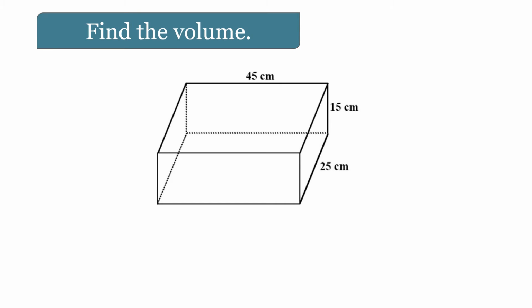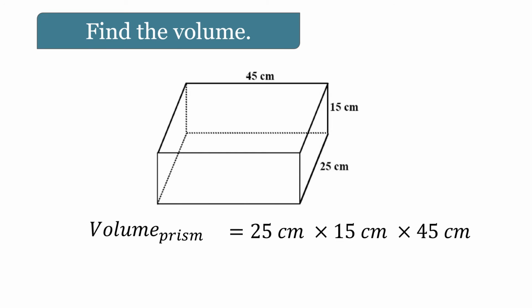Now let us have this one. So it is a rectangular prism. Since the base area is not computed, all we need to do is to use the length times width times height. So the volume of this prism equals 25 centimeters times 15 centimeters times 45 centimeters, which is equal to 16,875 cubic centimeters.